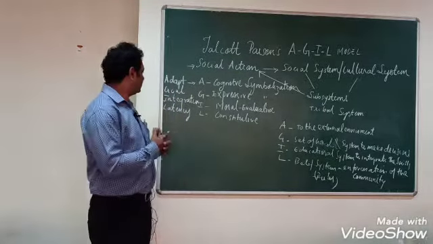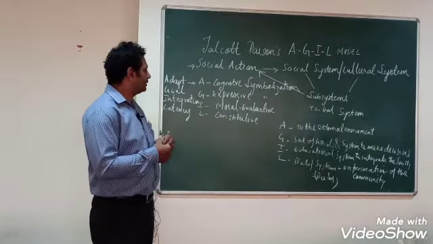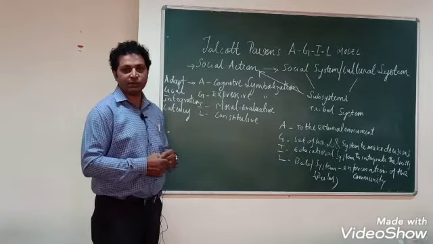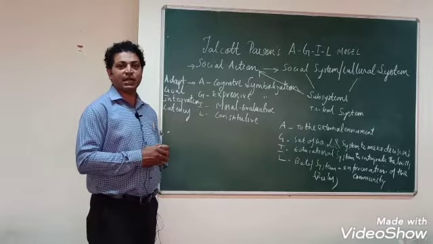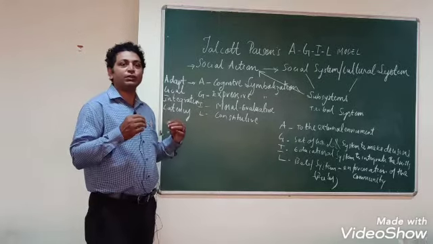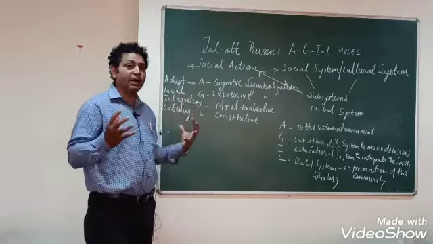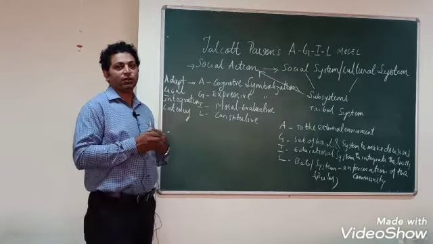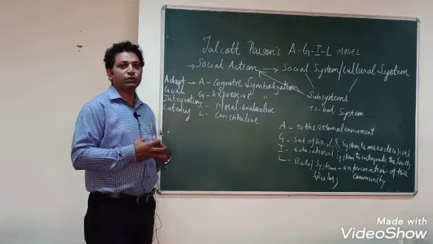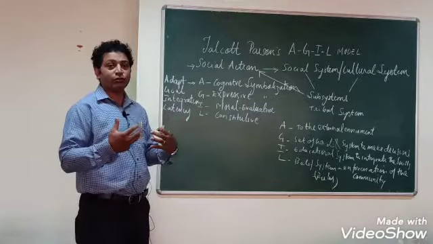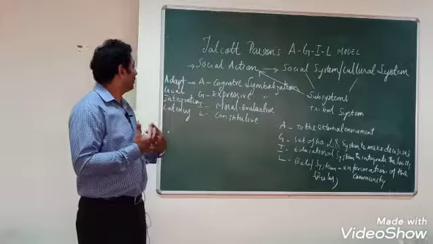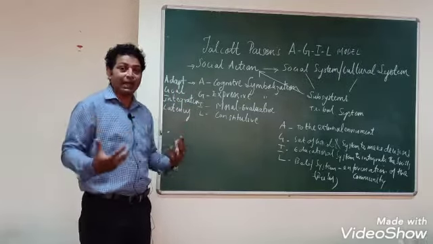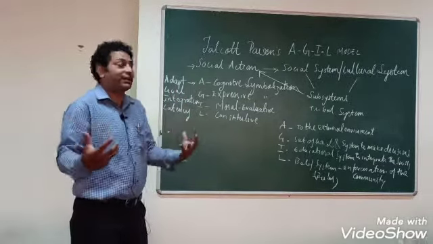Now, adaptation relates to cognitive symbolization. What does cognitive symbolization mean? It means that you are trying to incorporate different aspects of the environment, of the place that you belong to, of the resources that are around you. You are trying to collect all these together, make sense of them, and adapt to all of these around you.